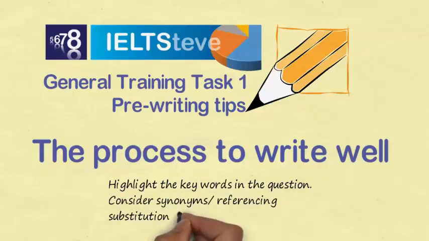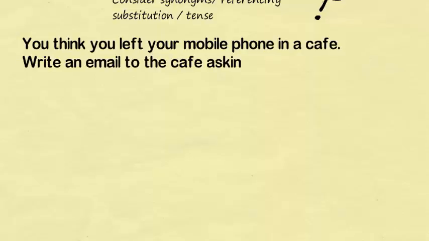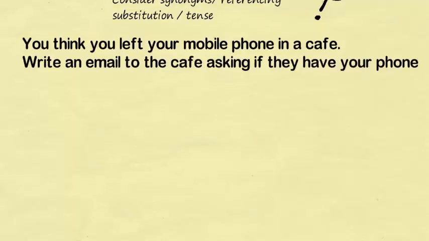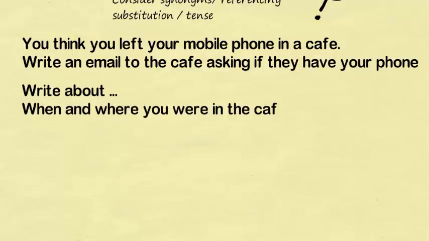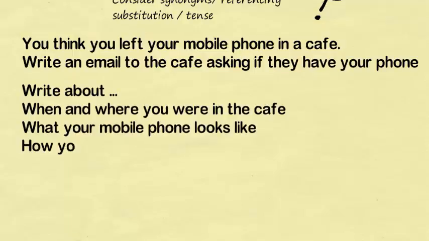The first thing is to notice a question. Let's have a look at this question right here. So before I start, we see that the question is about a mobile phone that you've left in your cafe. So you need to write an email to the cafe. You're asking if they have your phone. IELTS will always give you 3 parts of the question. You see the 3 parts here now. There's lots of W questions: when, where, what, how.